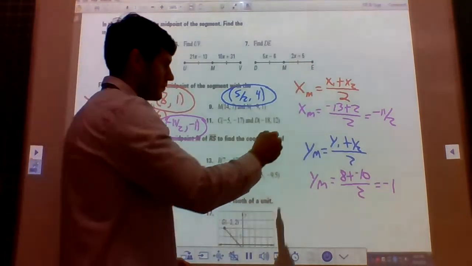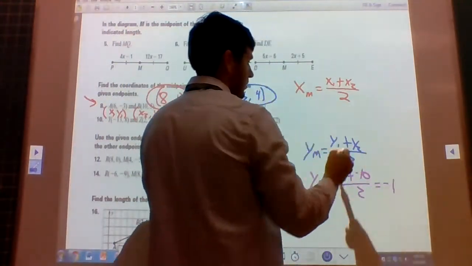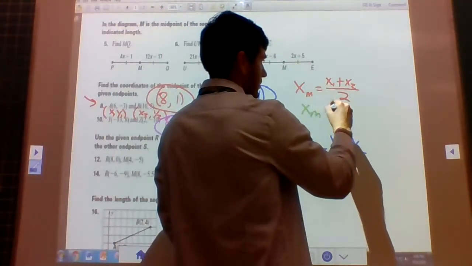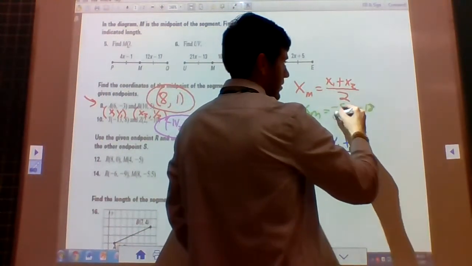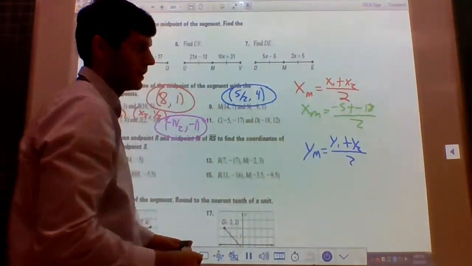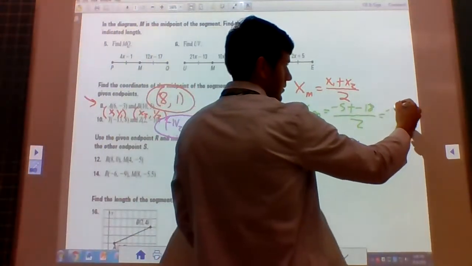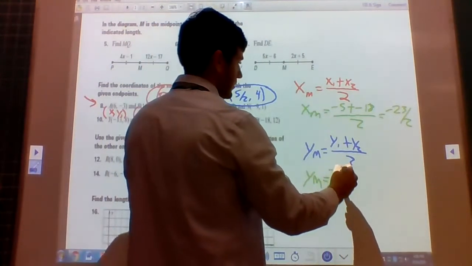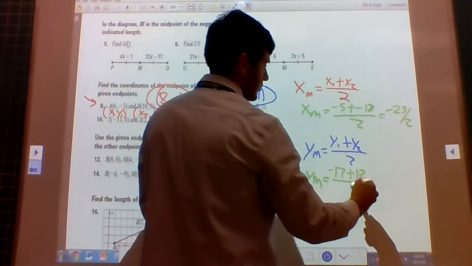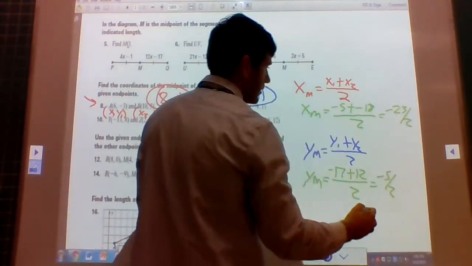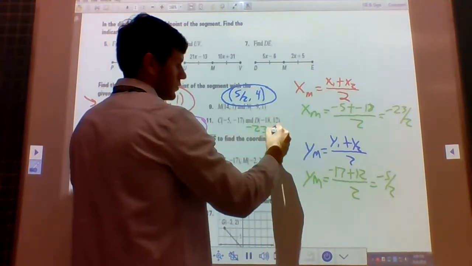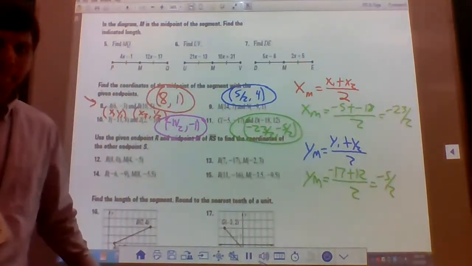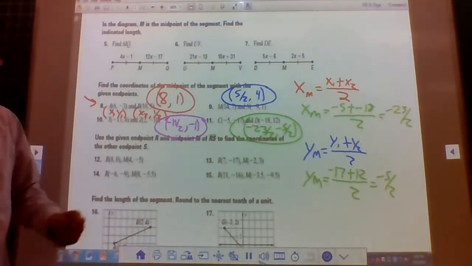Okay, and then here, our x values are negative 5 and negative 18. 2. That's going to be negative 23 over 2. Okay, down here we have negative 17 plus 12 over 2, which is going to be negative 5 halves. So our midpoint is going to be negative 23 over 2, comma, negative 5 over 2. And that is the midpoint.